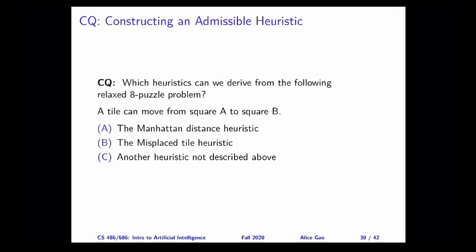The correct answer is B, the misplaced tile heuristic. Please watch a separate video for a detailed explanation of the answer.